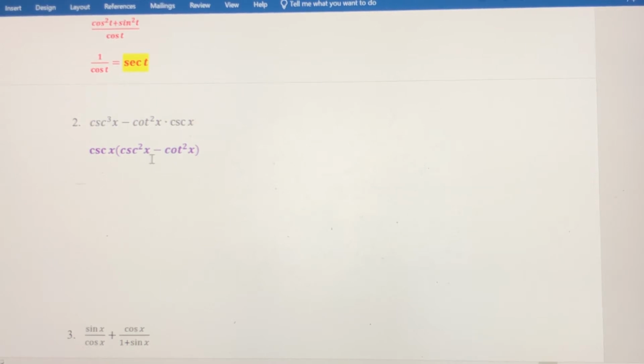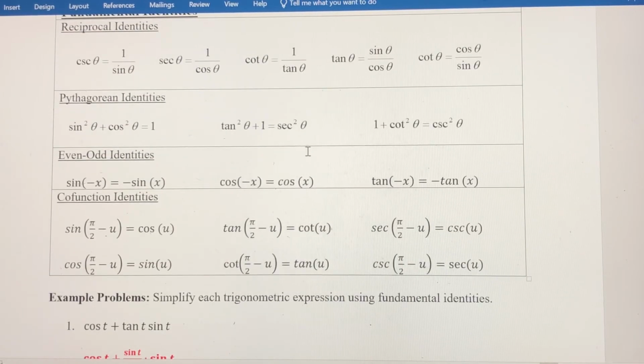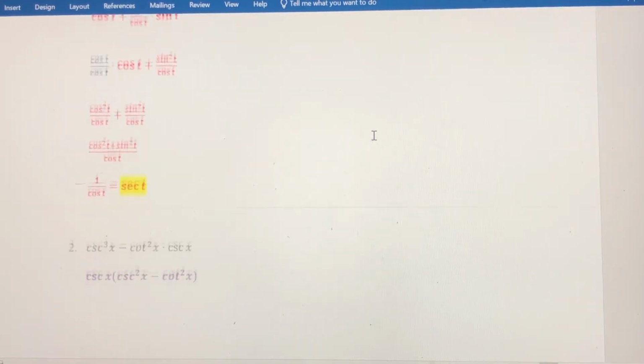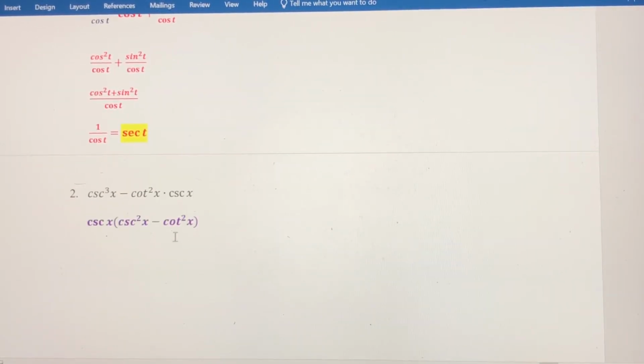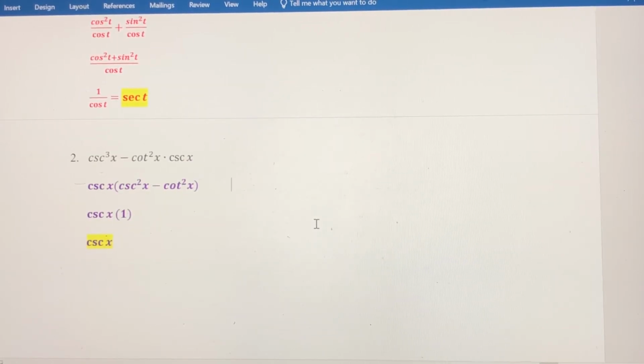So if you were to simplify the Pythagorean identity, let's scroll back up here. We want to look at this one. If we were to move cotangent squared over to the right side here, you could see that cosecant squared minus cotangent squared is equal to 1. So I can substitute a 1 in here using that variation of that Pythagorean identity. So I've got cosecant times 1, which is just going to be cosecant of x. Pause it, try number 3, and then come back and check.